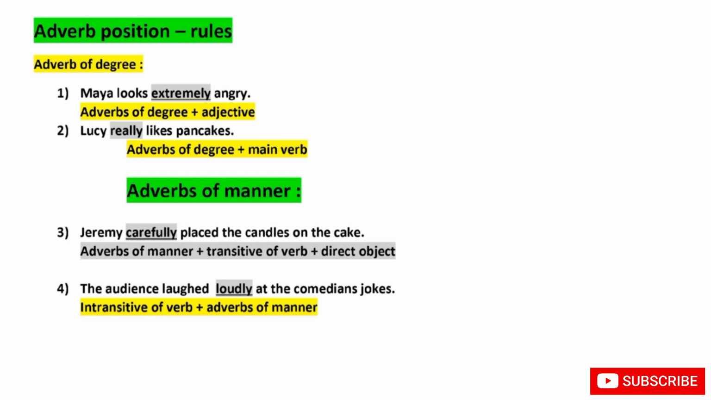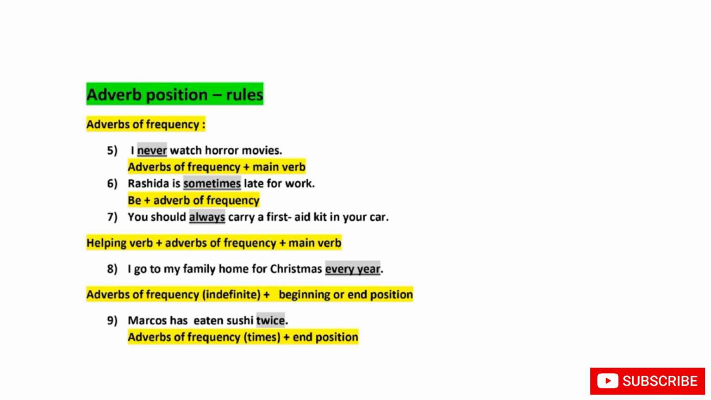And now let's turn to adverbs of frequency. In number 5, what's the problem? Well, the problem is that frequency adverbs, like always and never, usually go in the middle position, that is, between the subject and the verb. So, I never watch horror movies. Now, some frequency adverbs, like sometimes or often, can go at the beginning or end in some situations, but usually we put frequency adverbs in the middle position, before the main verb.